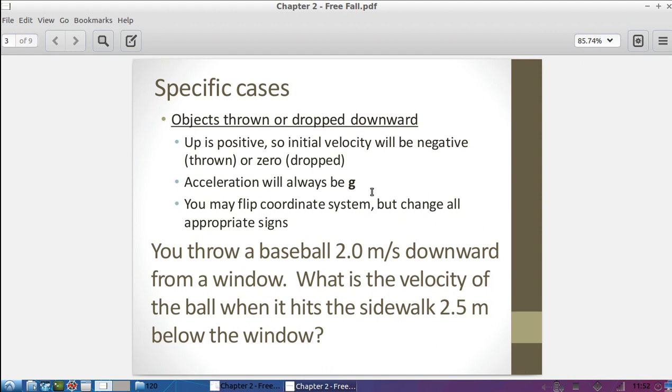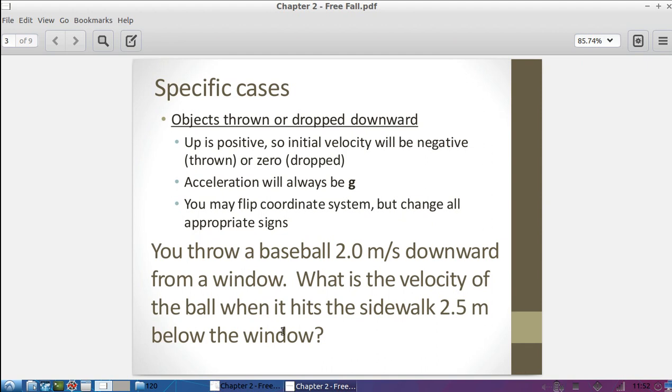Again, you can flip the coordinate system. I personally don't recommend it. I still like to say down is negative, but I'll show you how I modify the kinematics equations to accommodate for that. So we'll start with the first example. Case 1, an object thrown towards the Earth.